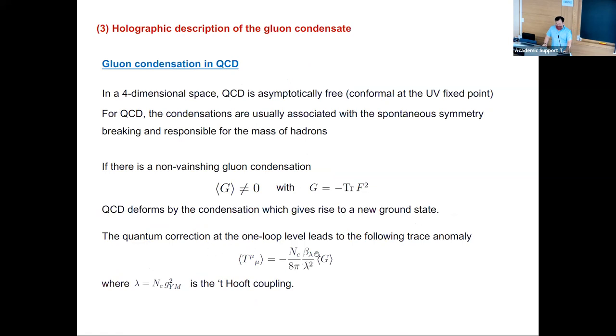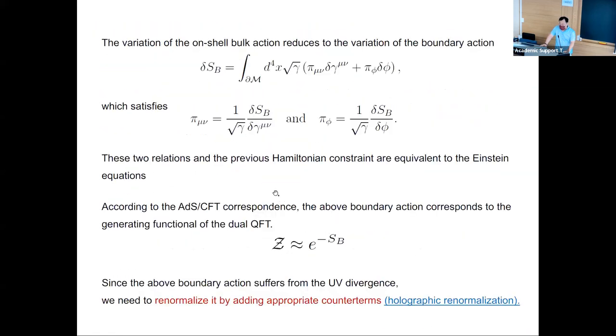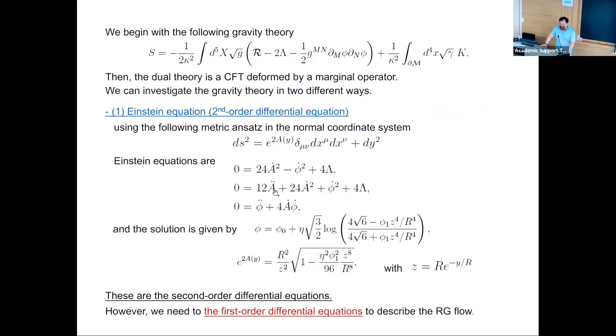So this trace anomaly is described by the 't Hooft coupling, and there is some relation between the 't Hooft coupling and the bulk field. We also rewrite the beta function of phi in terms of the beta function of the 't Hooft coupling. So this is the beta function. I skipped some physical details.